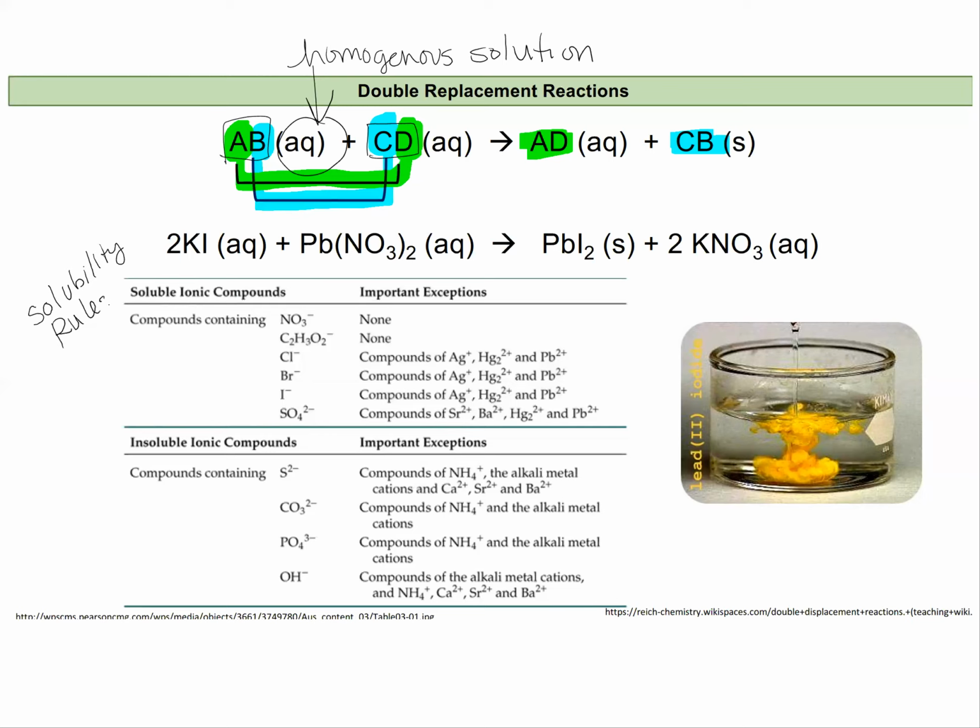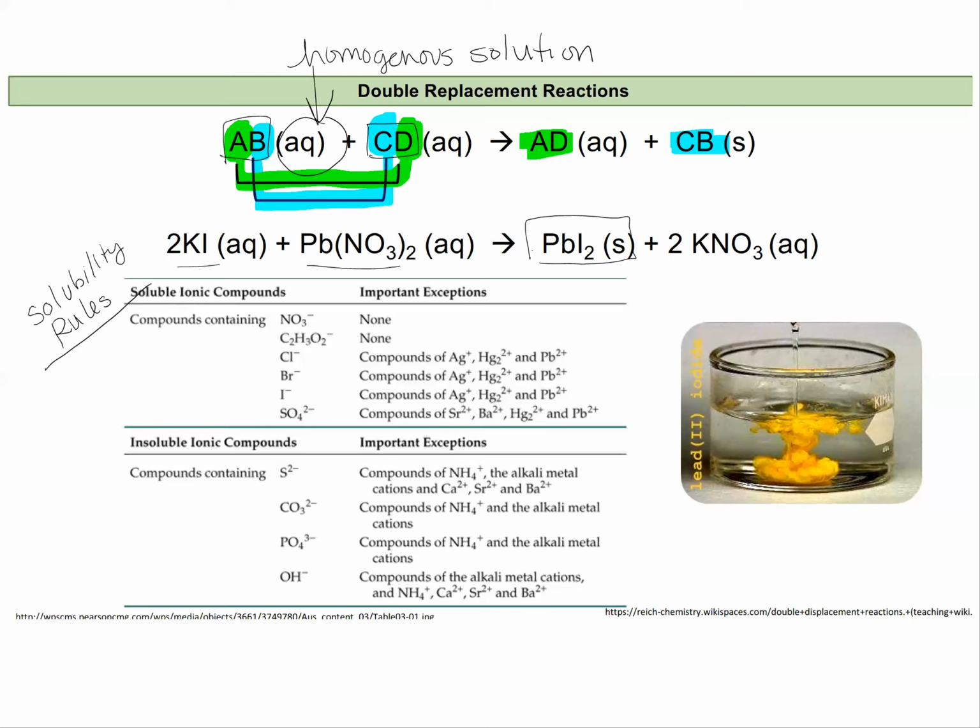And a lot of times we summarize these with solubility rules that are general guidelines for determining if a compound would be soluble in water and therefore aqueous, or if they would be insoluble in water and therefore have a solid phase.